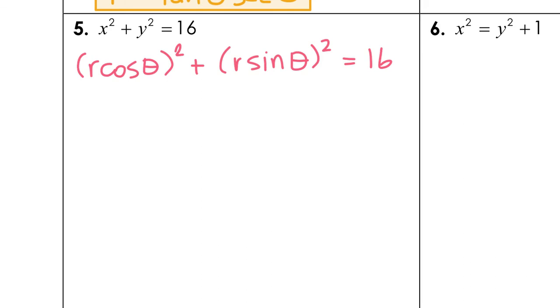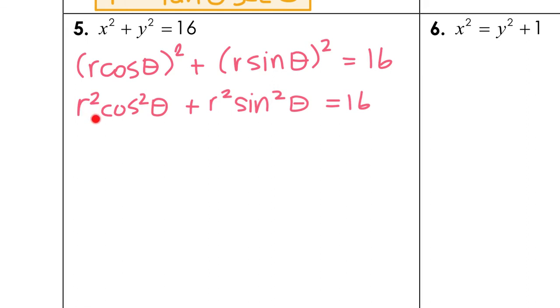So we want to isolate the r. So first let's distribute this square. It should go to both things that are in there. So r squared cosine squared plus r squared sine squared equals 16. Now, I notice that they both have r squared. So since they have that in common, let's factor that out. So r squared on the outside, and then I would have cosine squared plus sine squared.